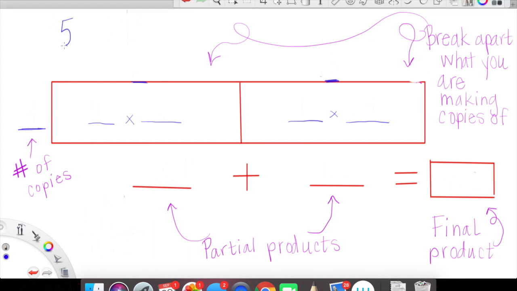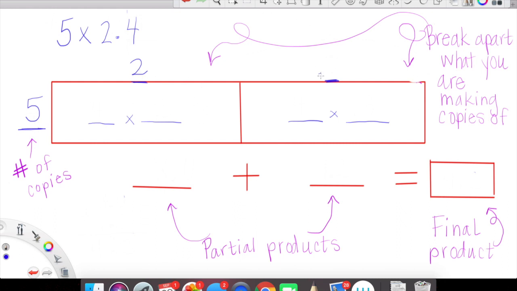Next, let's look at 5 copies of 2.4. Okay, so all of my labeling is still here. Let's go ahead and start filling in our area model. I'm looking for 5 copies, so I'm going to label this end of the rectangle with 5. This end of the rectangle is labeled with our number of copies. Now we are making 5 copies of 2.4. I'm going to break apart 2.4 into its individual place values, which is 2 ones heading off this rectangle. This is the 2 ones section of the rectangle.